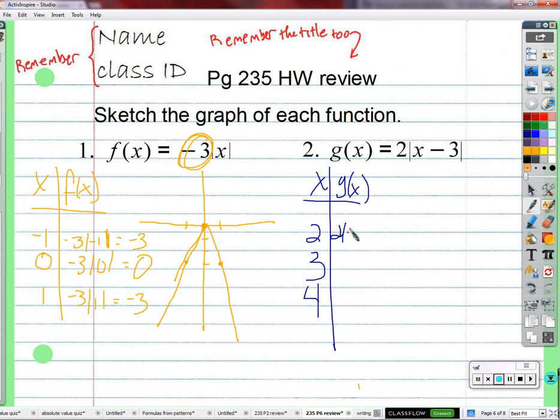2 times the absolute value of 2 minus 3, that's the absolute value of negative 1. The absolute value of negative 1 is 1, times 2 is 2. 2 times the absolute value of 3 minus 3, that's 0, times 2 is 0. And 2 times the absolute value of 4 minus 3, that's the absolute value of 1, which is 1, times 2 is 2.